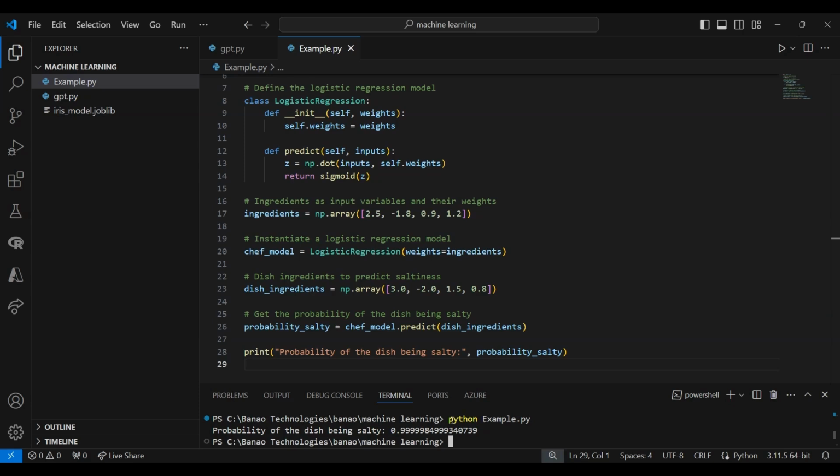Across the globe, logistic regression plays a crucial role in diverse industries by providing valuable insights and predictions based on input variables and weights, ultimately aiding decision-making processes and improving outcomes.